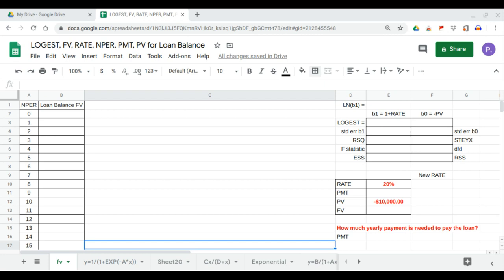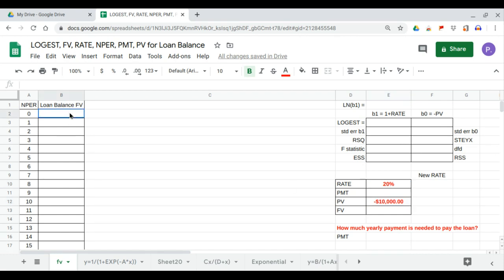Hello, in this video we will use LOGEST and the financial functions FV, RATE, NPER, PMT, and PV for calculating loan balance. Here we have a credit card loan worth 10,000. You denote a negative sign because it's the formula of the financial function. So it's a loan, negative 10,000, and the rate of interest is 20%.